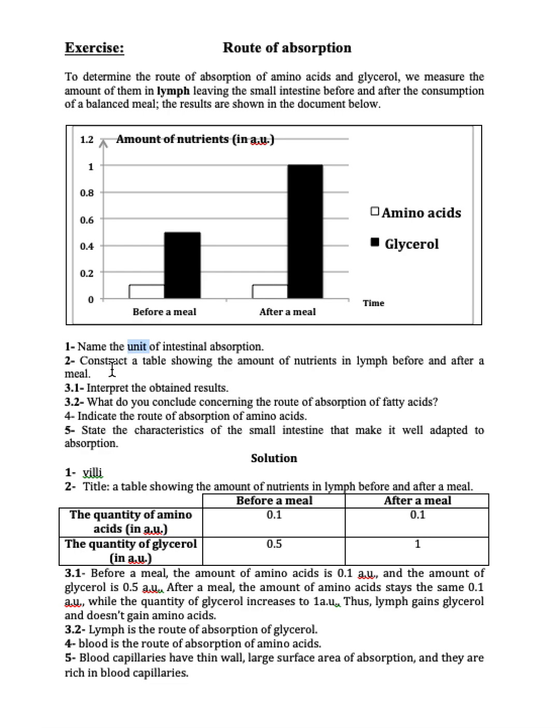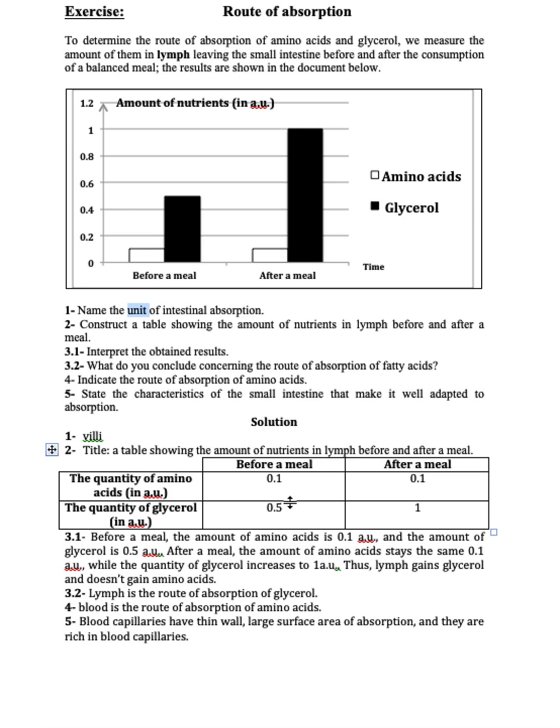Second question: construct a table showing the amount of nutrients in lymph before and after the meal. This is the table, and don't forget to write the title. Because of that, I have started with the title. Question 3.1: interpret the obtained results.